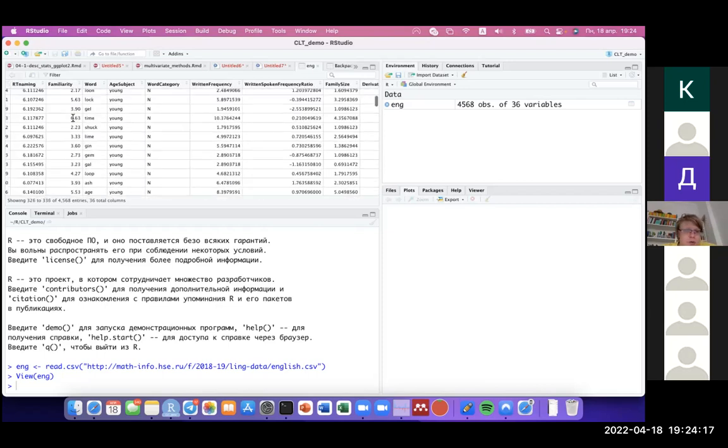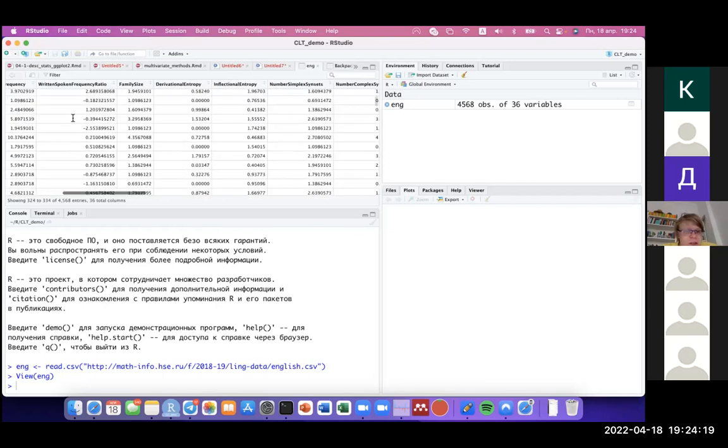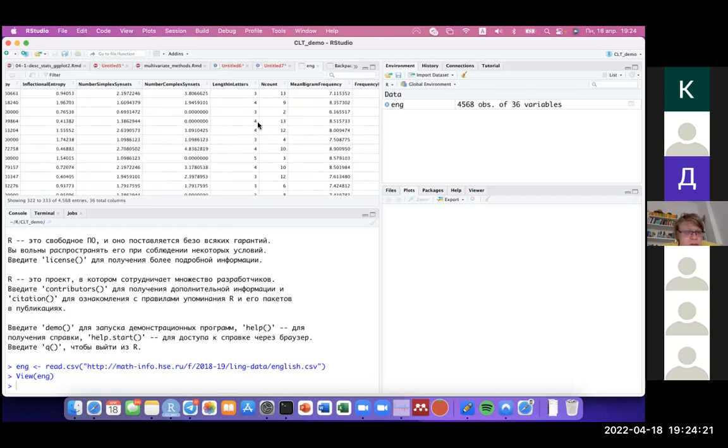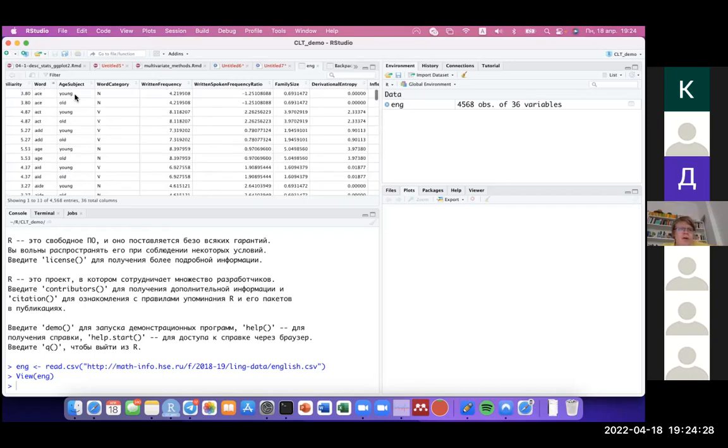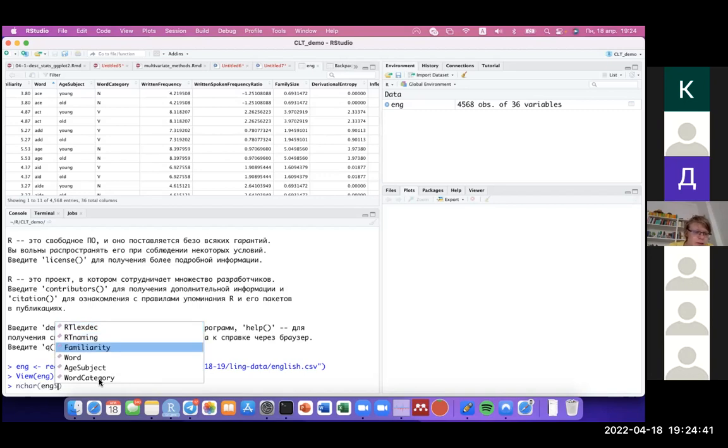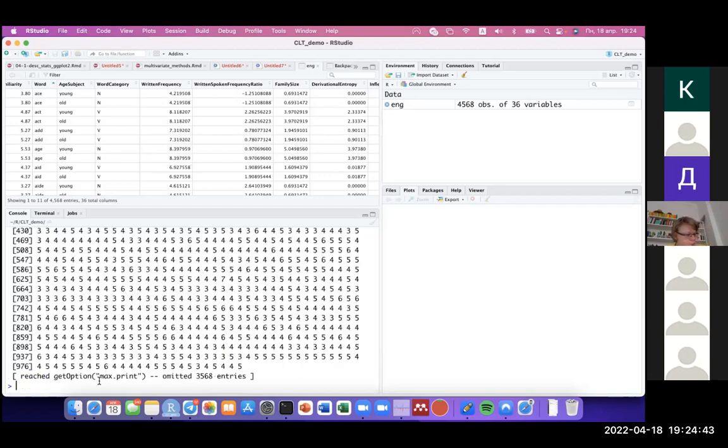Length of words in letters, where is it? Yeah. Actually, you can do that if you want to, for a word. You remember you have a simple function nchar that will calculate the number of letters of the word, right?